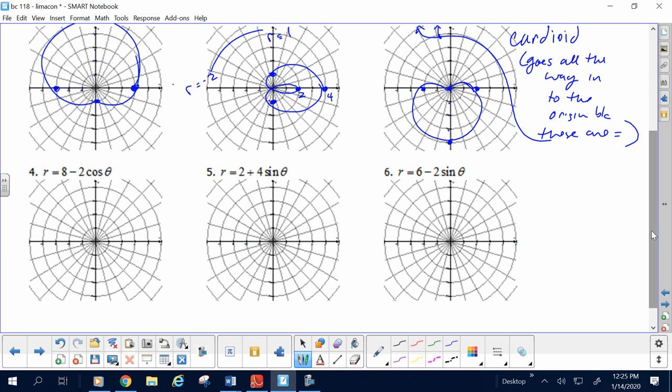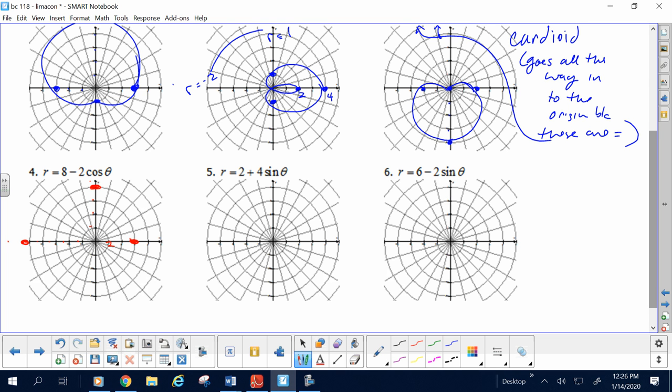I think you'll also agree I need to change the scale here, so let's go by twos. At 0, what's r? r is 6. 2, 4, 6 there, okay? At pi over 2, the cosine is 0, so it's just 8. At pi, cosine is -1, and 8 minus 2 times -1 is 10. 2, 4, 6, 8, 10.